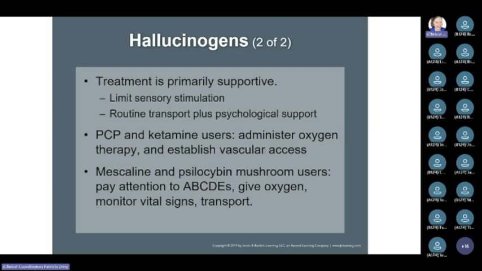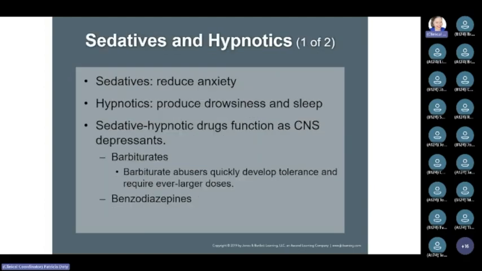PCP and ketamine users, go ahead and give them some O2 and get that IV established. And mescaline and your mushrooms, just ABCs. Worry about your oxygen, vital signs, and transport. Remember, if they've eaten a mushroom, worry more about nausea and vomiting with them than anything, okay? And you may still have to get in touch with a paramedic to give them a benzodiazepine for seizures.